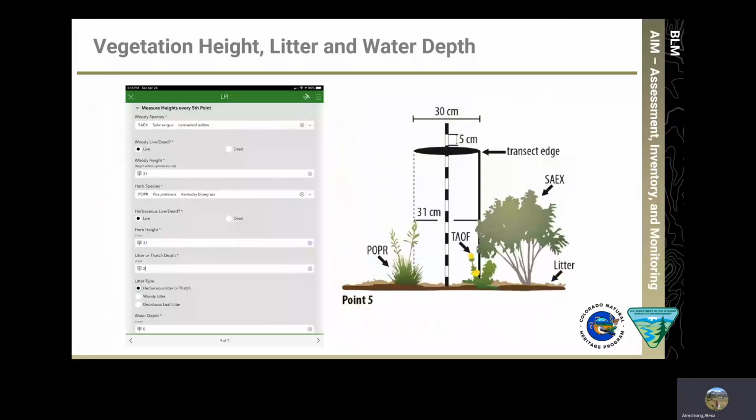If you are using a tablet to collect data electronically, you can see an example of the Survey 123 form for vegetation heights here.